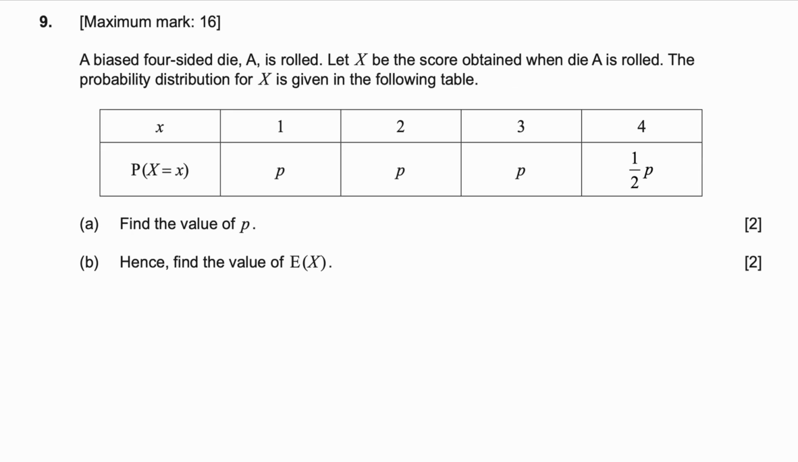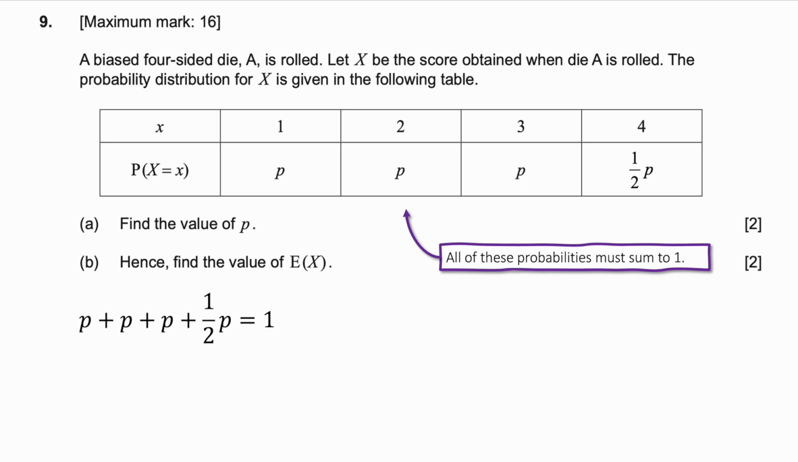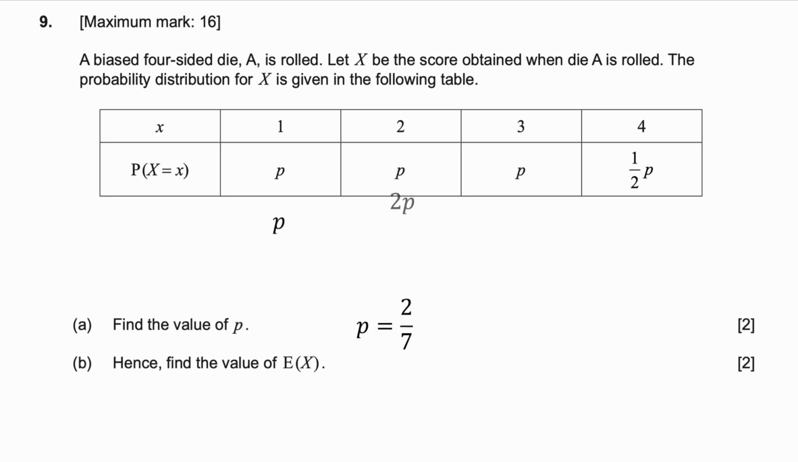And we zoom in, and we know that to find probabilities, all probabilities must sum to 1. So P plus P plus P plus a half of P is 1. You've got 3 P's plus a half of P, that's 3.5P. Or we can write that as 7 over 2 P. That's 3.5P as a fraction. And we're going to rearrange that to find what P is. Multiply by 2 and divide by 7, we've got P equals 2 sevenths. That is the answer to part A.